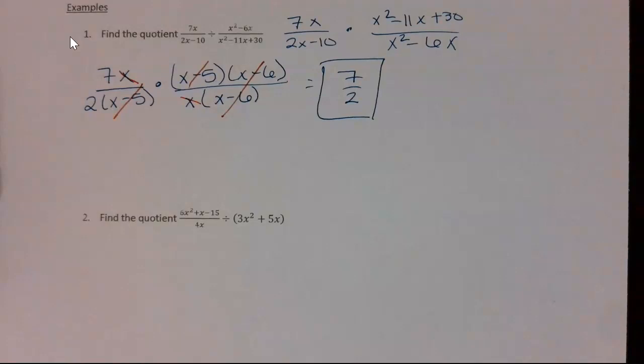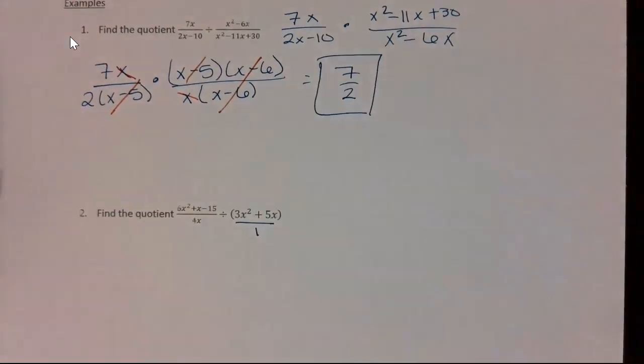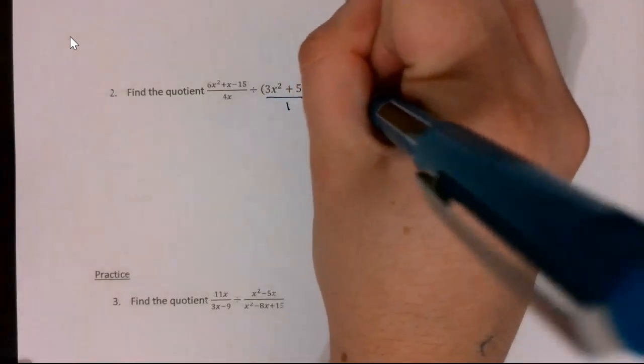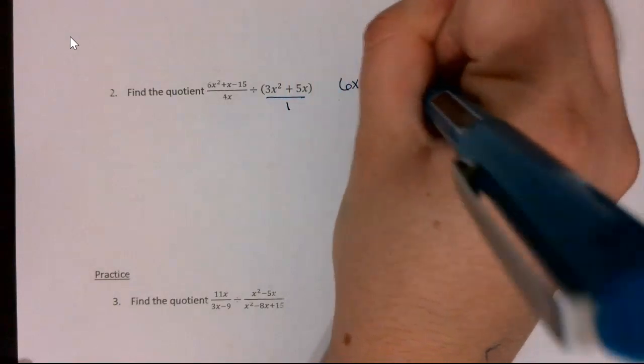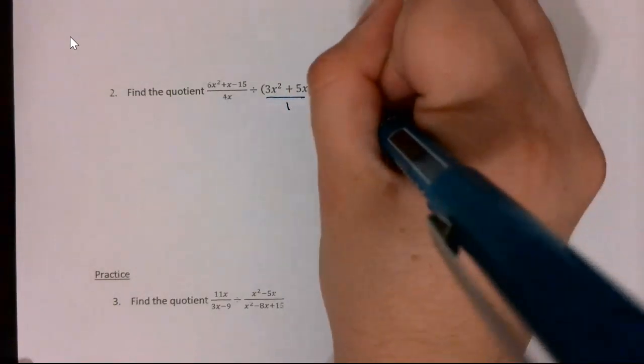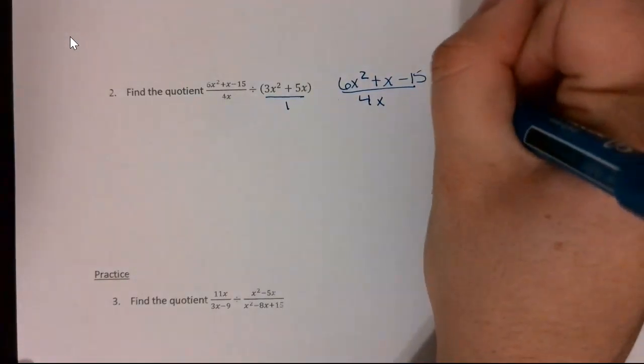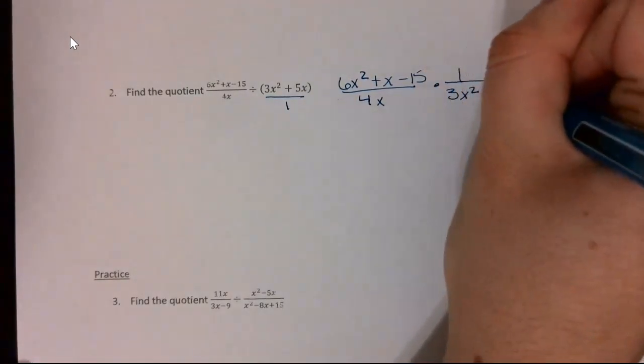Moving on, number 2, same thing. So this one is normally over a secret 1. What I want to do is I'm going to rewrite that so it's flipped. So I have 6x squared plus x minus 15 over 4x times 1 is on top, 3x squared plus 5x.